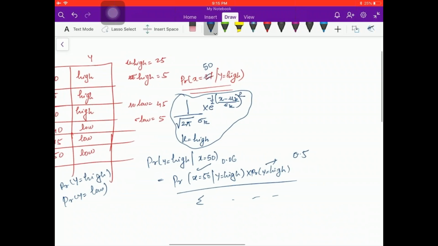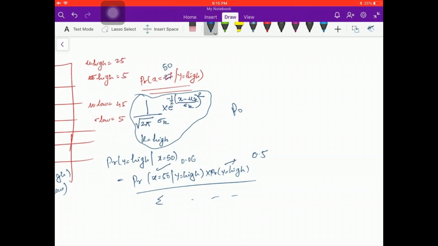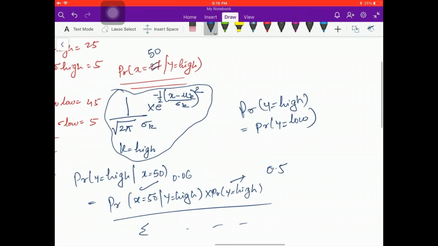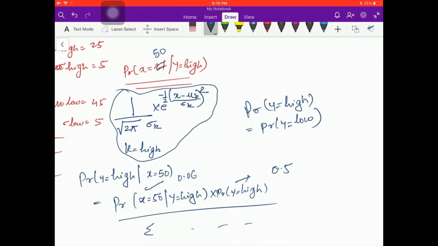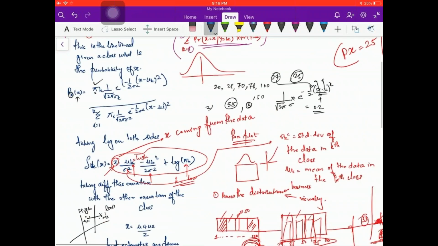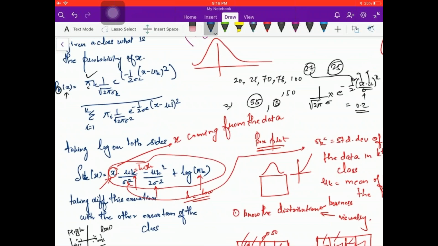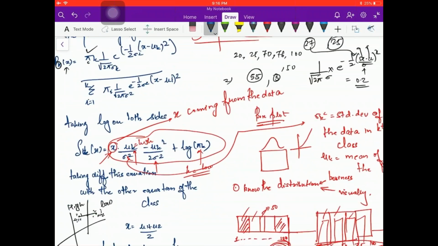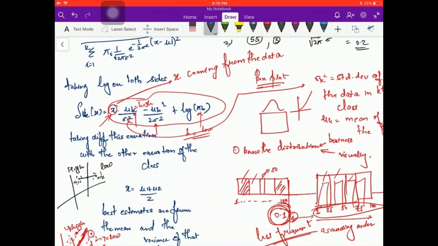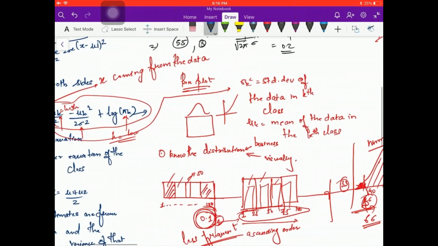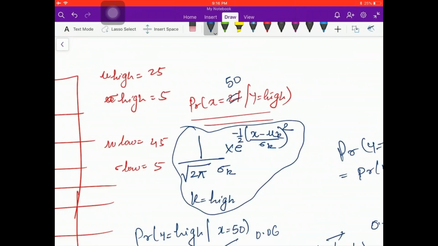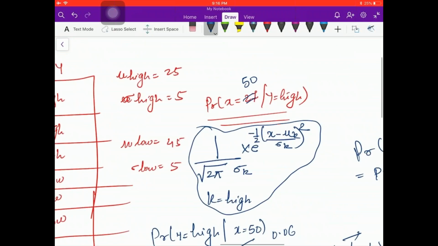Now when your probability of y equal to high is probability of y equal to low, these are called prior probabilities. Okay, so we saw this in equation, right? So we got this equation after taking the log of the same thing, and we saw that when the prior probabilities are equal, here our prior probabilities are equal, right? Probability of y equal to high is 0.5, probability y equal to low is 0.5.